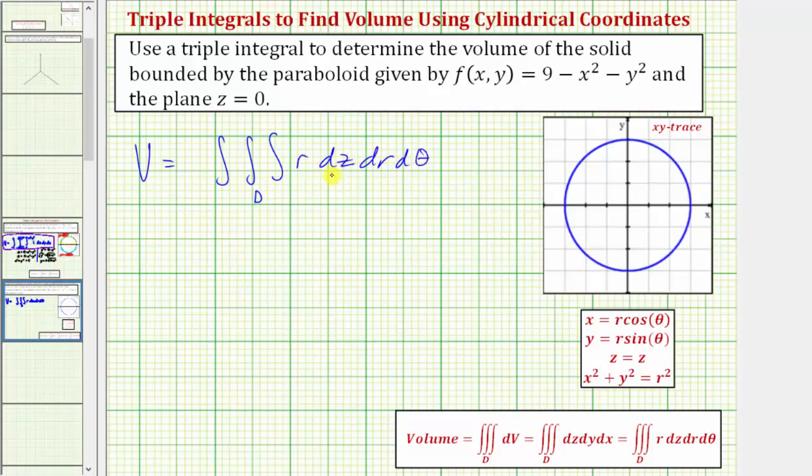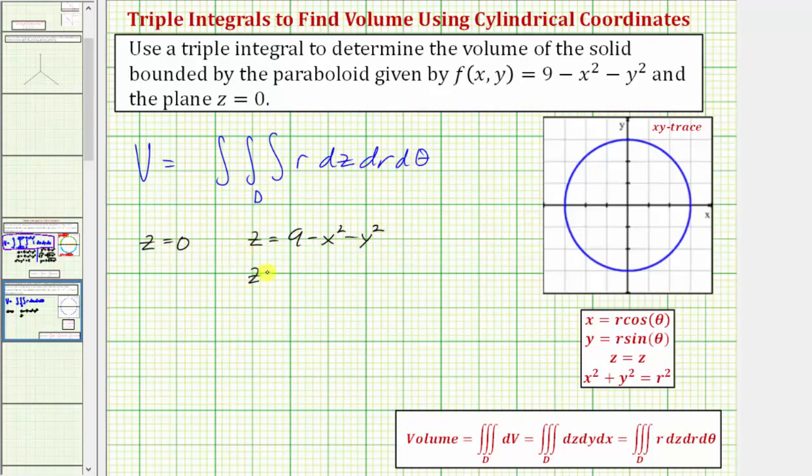So we first want to determine the limits of integration with respect to z. To do this, we need to express z in terms of r and theta, and also recognize that the solid region is bounded below by z equals 0 and bounded above by z equals 9 minus x squared minus y squared. So again, the solid region is bounded below by z equals 0, which will be our lower limit of integration for z. And then for the upper limit of integration, we would have z equals 9 minus x squared minus y squared, which must be written in terms of r and theta.